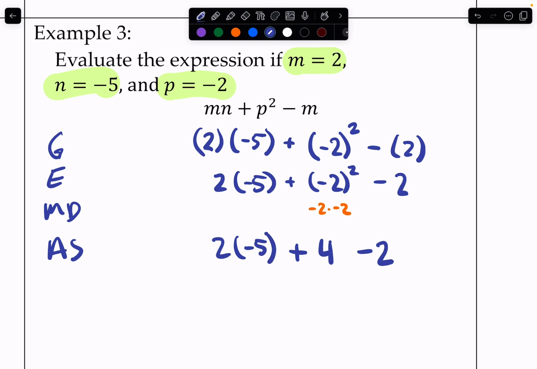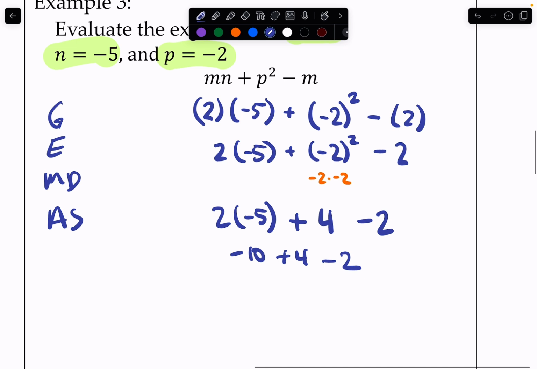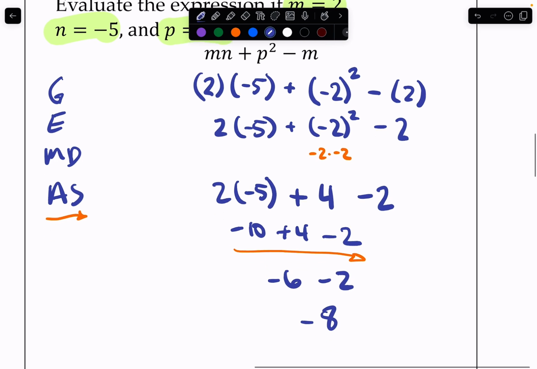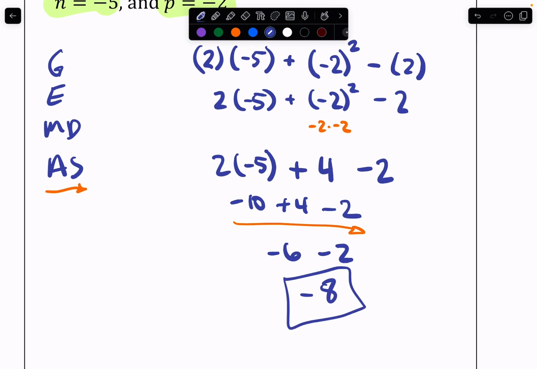Now we're going to look for multiplication and division. I do have some multiplication here. 2 times negative 5 is negative 10. And now we just have addition and subtraction. This is one of those situations where we need to go from left to right. We're going to evaluate this from left to right. So I'm going to do negative 10 plus 4 first, which gives me negative 6. And then negative 6 minus 2 is negative 8. And that there is our final answer.